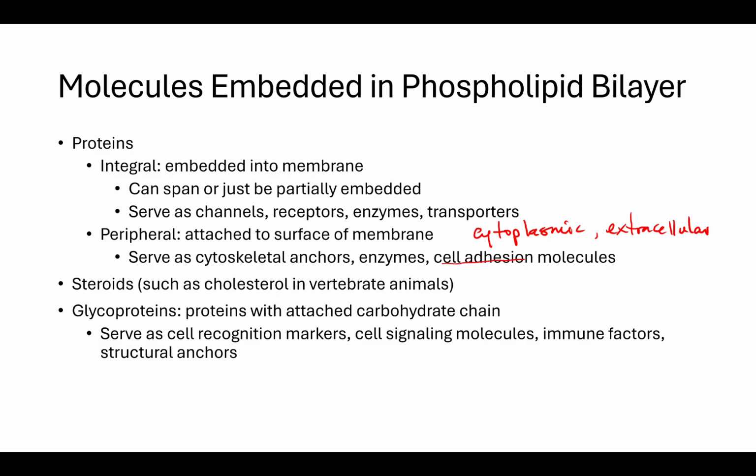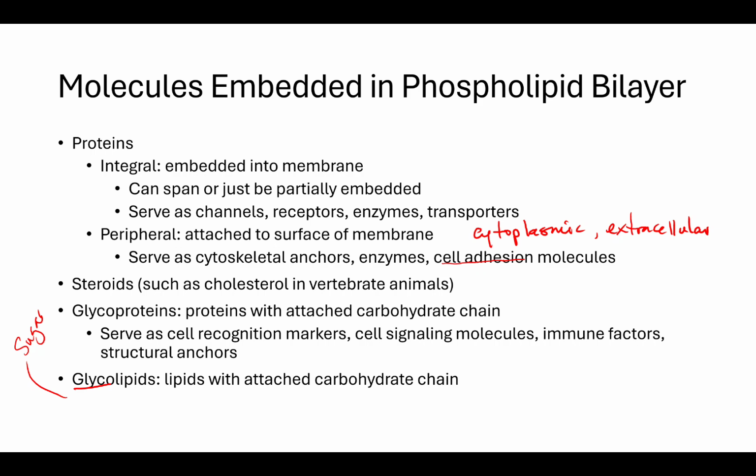And these guys can have various functions as well. Some of them are for cell signaling or cell recognition. So that way your body knows, hey, this cell belongs in our body. Some of them are immune factors. Some of them serve as structural anchors to help keep cells together. You can also have glycolipids. So that prefix glyco means sugar. Almost means glucose, but not necessarily. And glycolipids are lipids, kind of like the phospholipids, but instead of having a phosphate group on them, they have a carbohydrate chain. These guys help to stabilize membranes. They can also serve as some receptors.